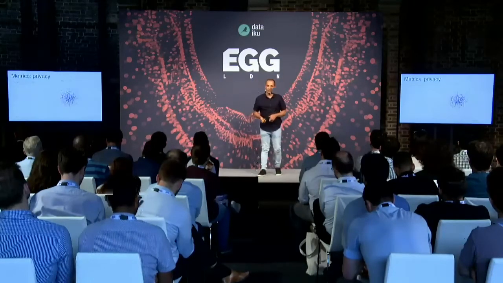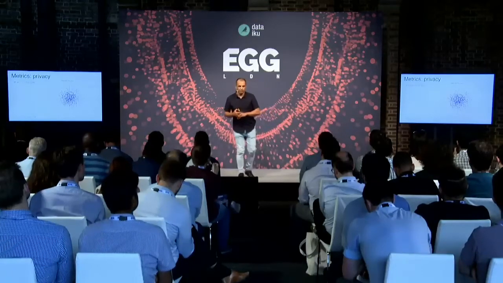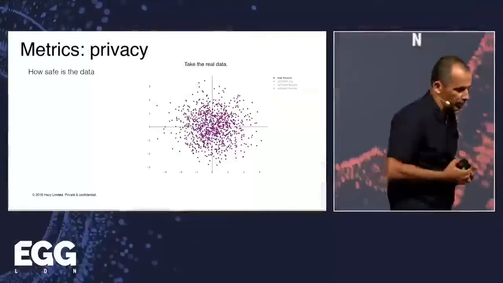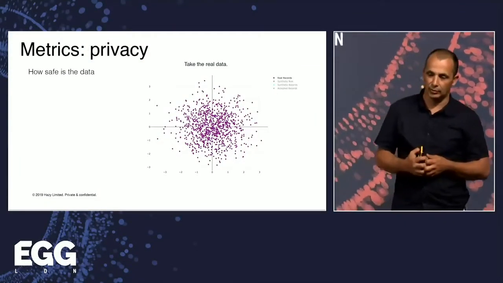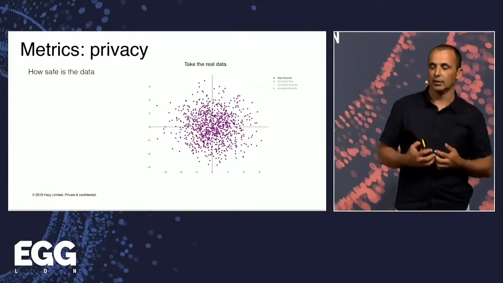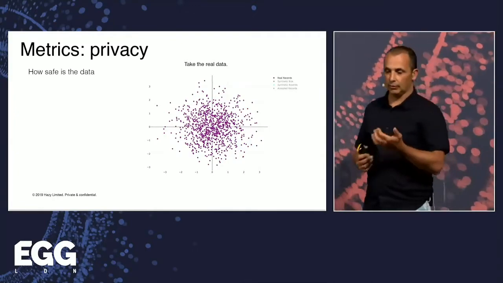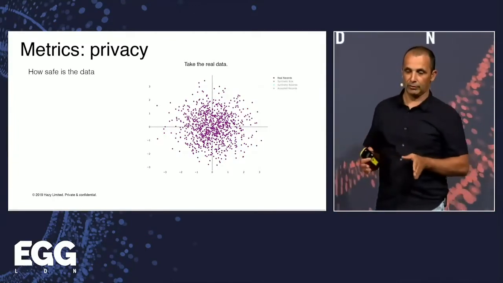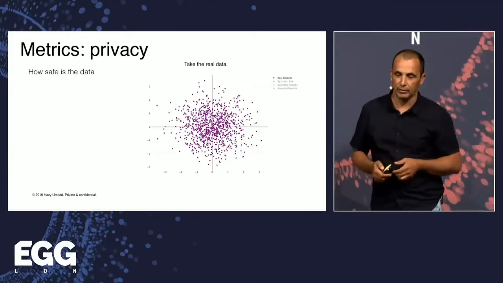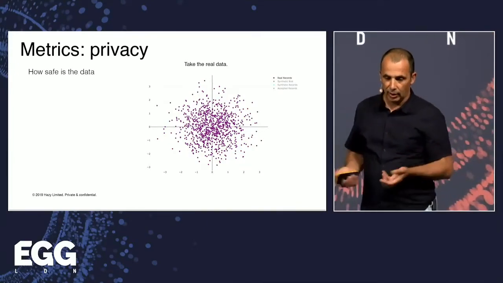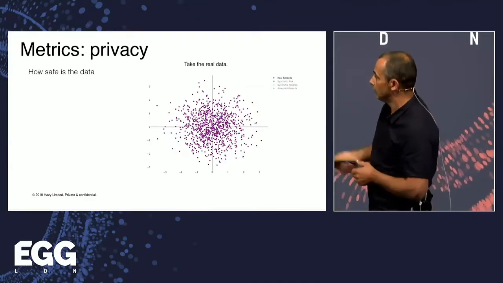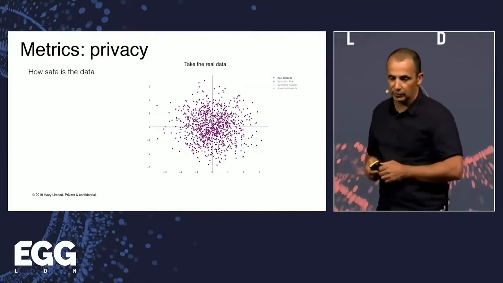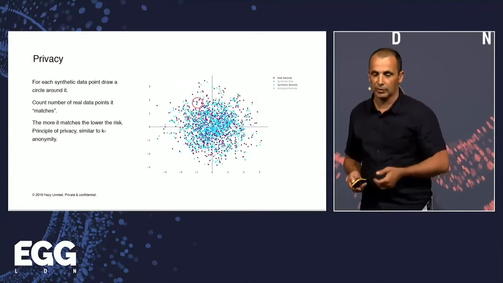Privacy is a bit trickier. It's not so easy to explain and to understand as the two previous ones. But we have several metrics for privacy. I'll give you just one example. Suppose we have a set of points, as represented in this chart, that represents the real data. On top of it, we plot synthetic data, which is the blue ones.